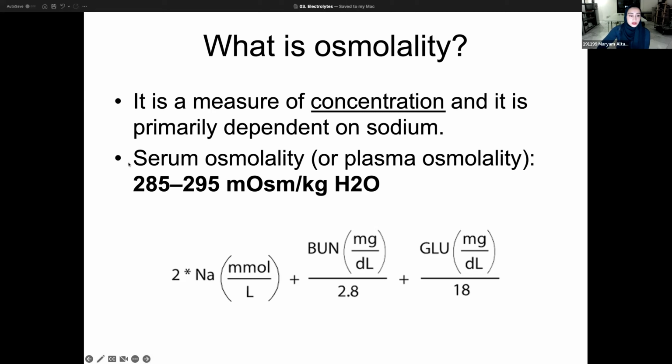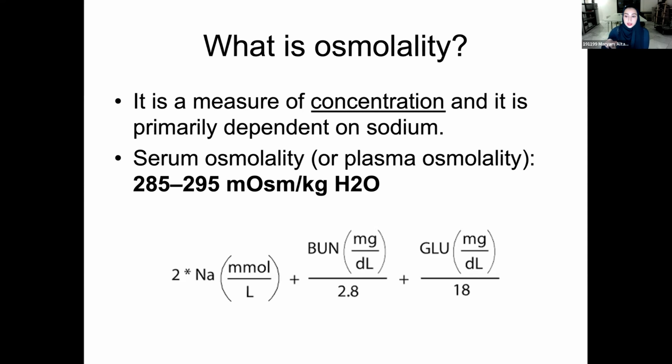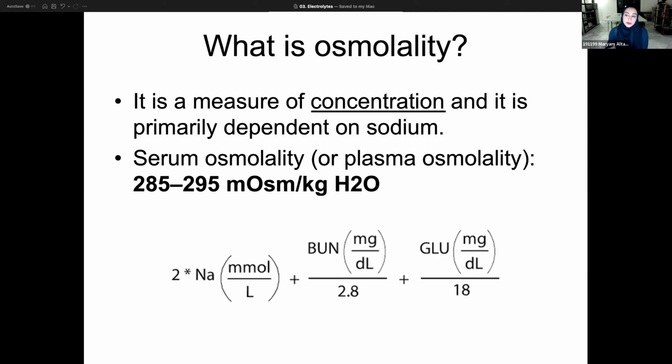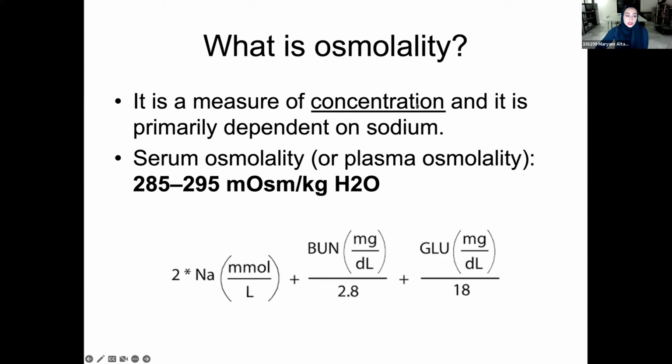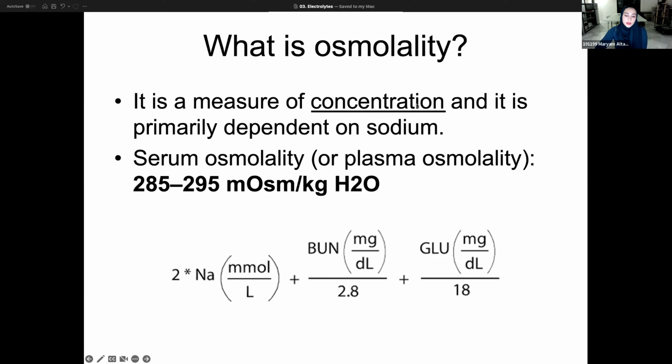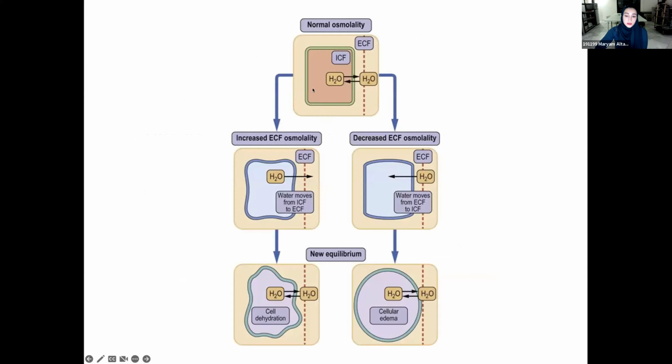Why natremia? Well, natrium is the old word for sodium in the periodic table. That's why it's Na. So remember, it's primarily dependent on sodium. So that's why when you look at the serum osmolality, the changes are going to determine whether it's hypo or hypernatremia. So this is a key thing that I wanted to show you guys.